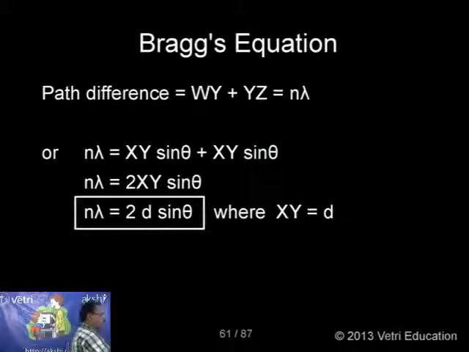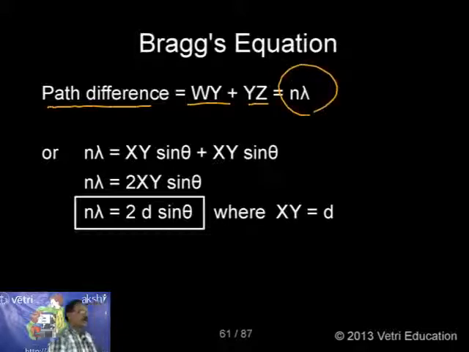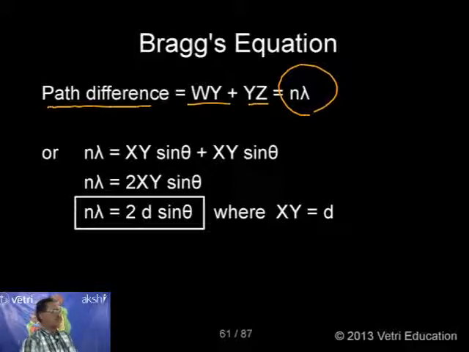The path difference I have already explained. WY and YZ, I have just now explained, is equal to n lambda, where lambda is the corresponding wavelength of the X-ray we are using. n is an integer. Now, what is n lambda? Let me use xy sin theta plus xy sin theta.